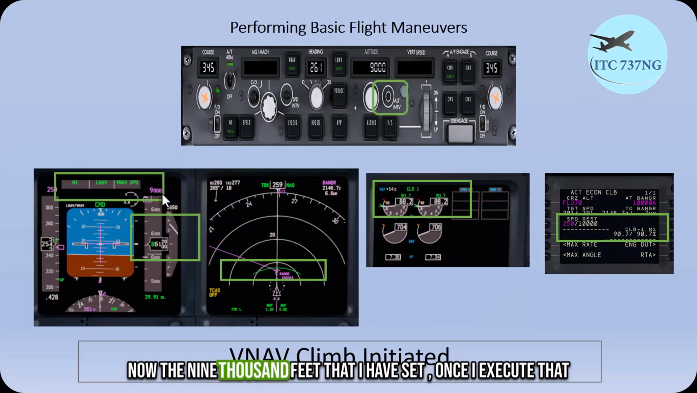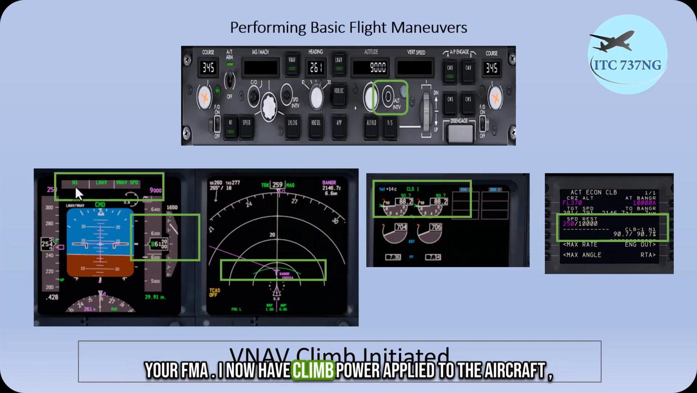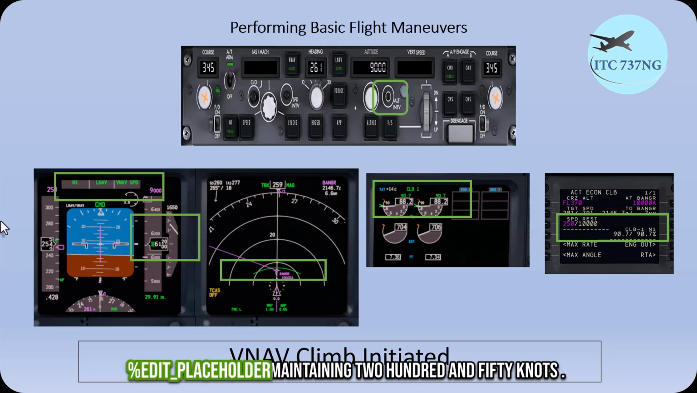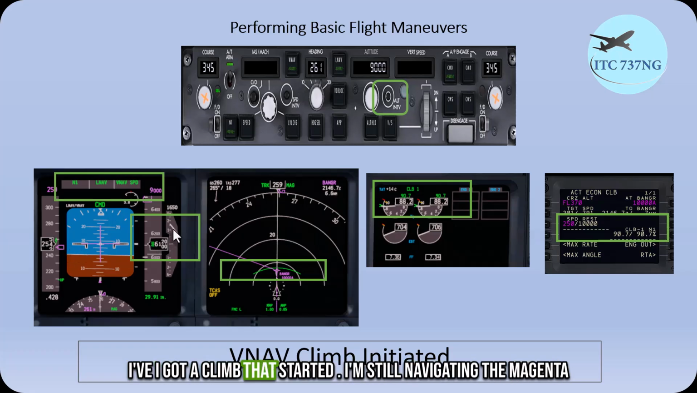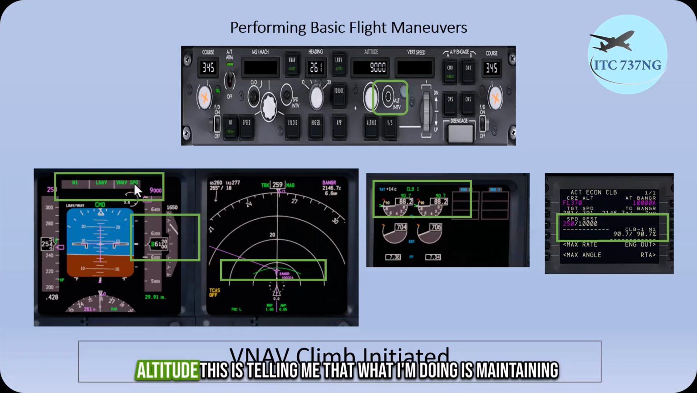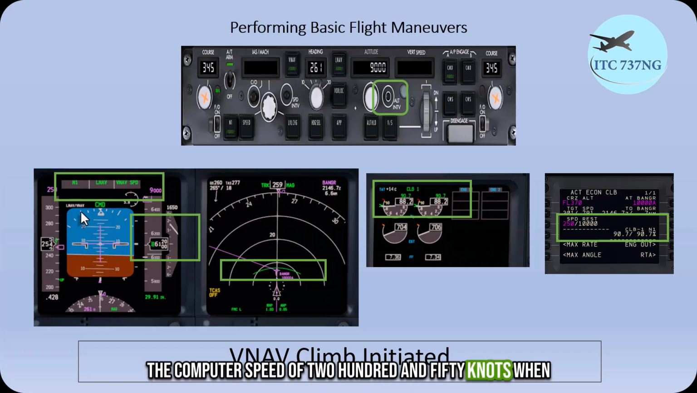Now the 9,000 feet that I have set, once I execute that climb, power is applied to the aircraft, which is this speed over here in the climb page, maintaining 250 knots. I got a climb that started. I'm still navigating the magenta line for the course, but now I have VNAV speed instead of VNAV altitude. This is telling me that what I'm doing is maintaining the computer speed of 250 knots.